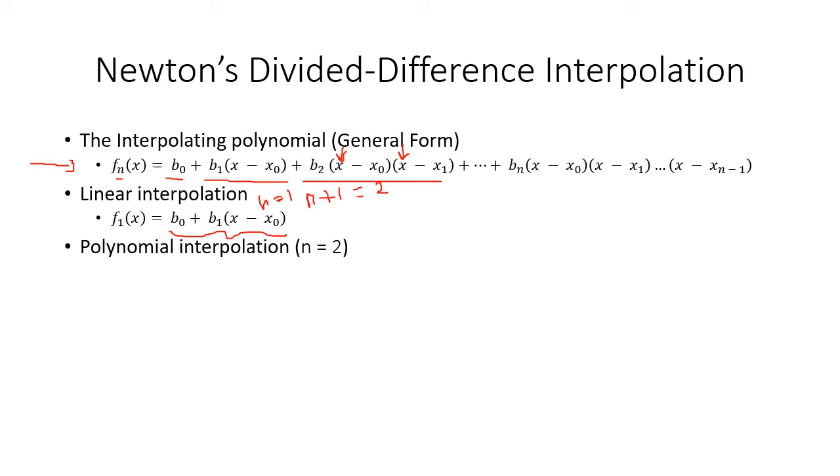So now let's take an example of polynomial interpolation where n is 2. That means to fit a parabola, n plus 1 equals 3 points must be given. So if 3 data points are given, then we will have to fit a parabola into the given data points. Okay, so that means the general form of the interpolating polynomial now has the first 3 terms on the right hand side.